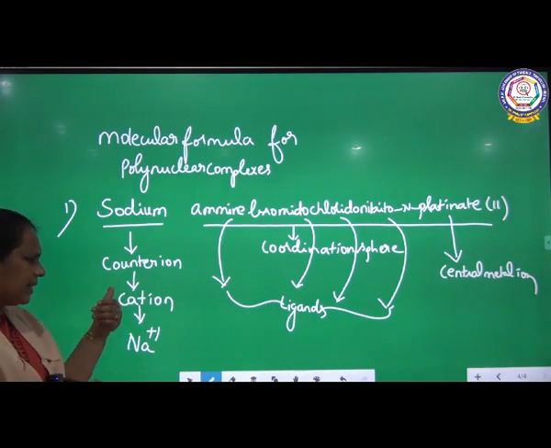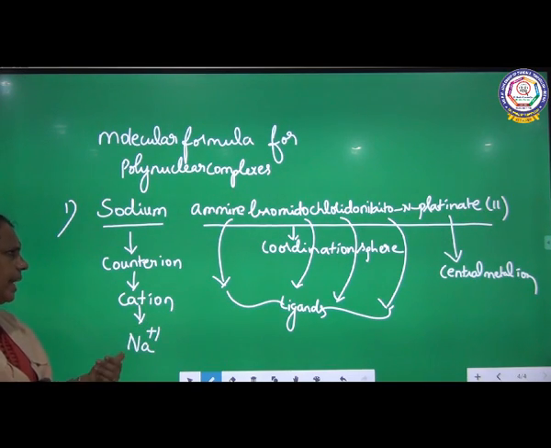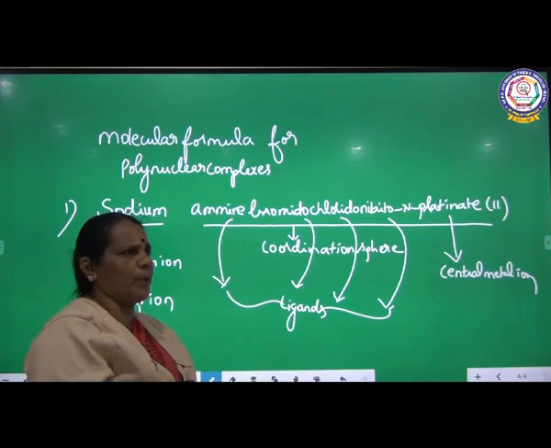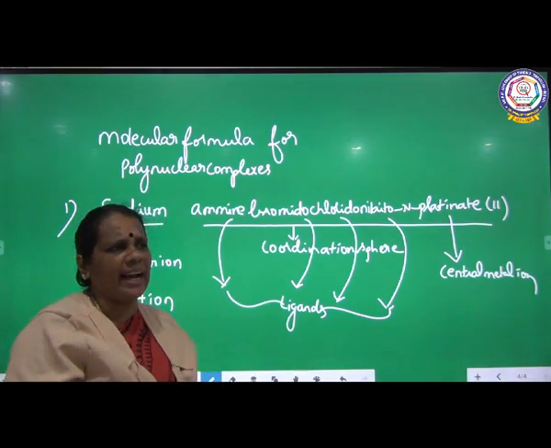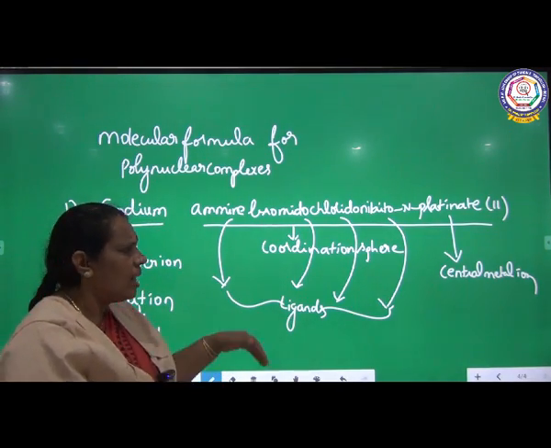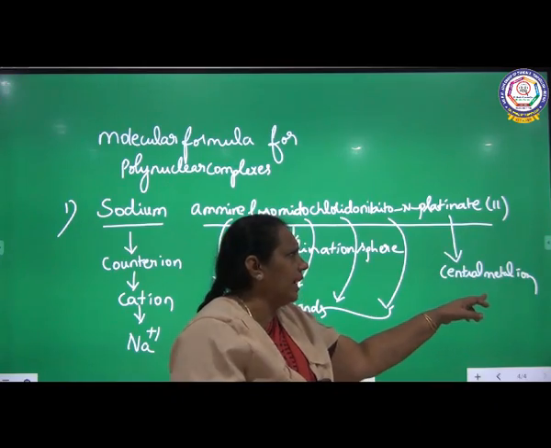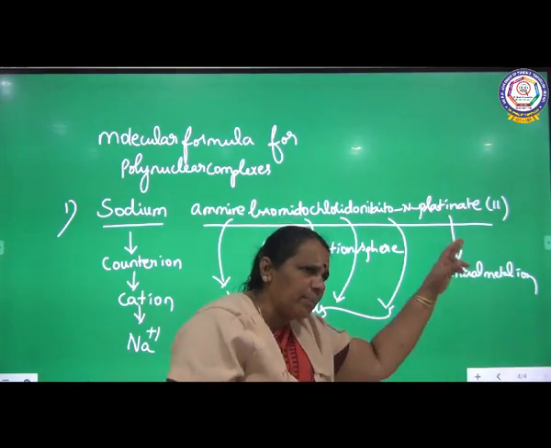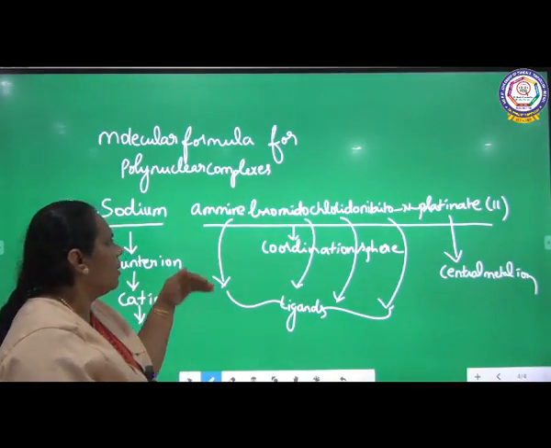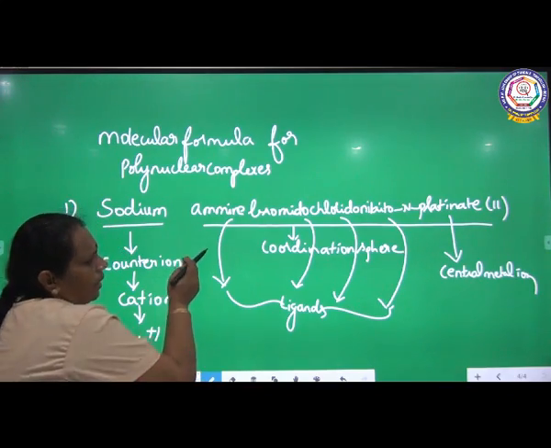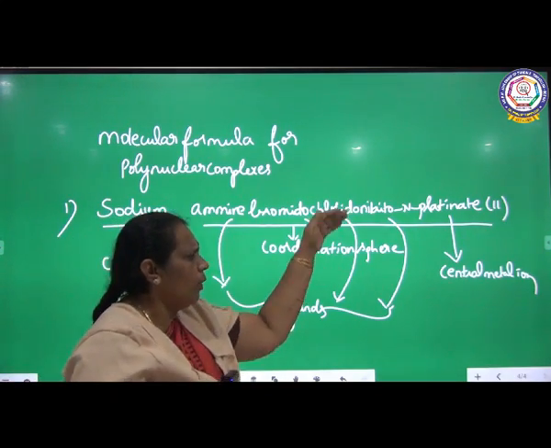I have written it is a cation, so the symbol is Na with a positive charge, +1. The next part will be the coordination sphere. There are many different ligands present in the coordination sphere. First, I have segregated the central metal ion. Platinate, platinum is the central metal ion here. My ligands are amine, bromido, chlorido, nitrito.